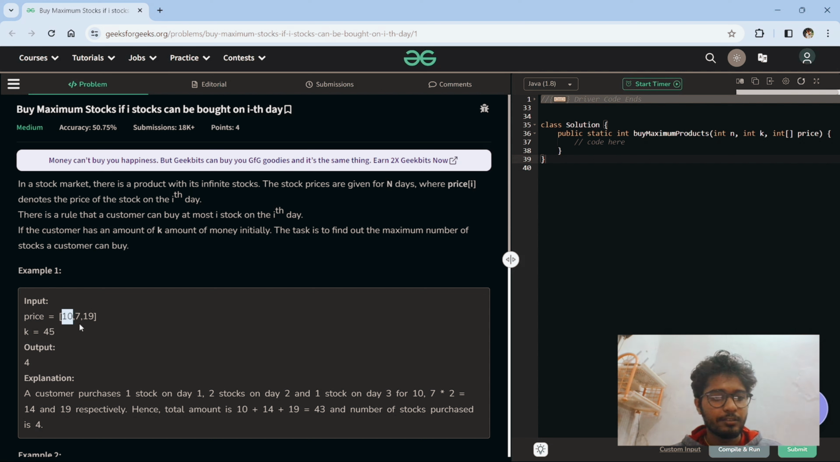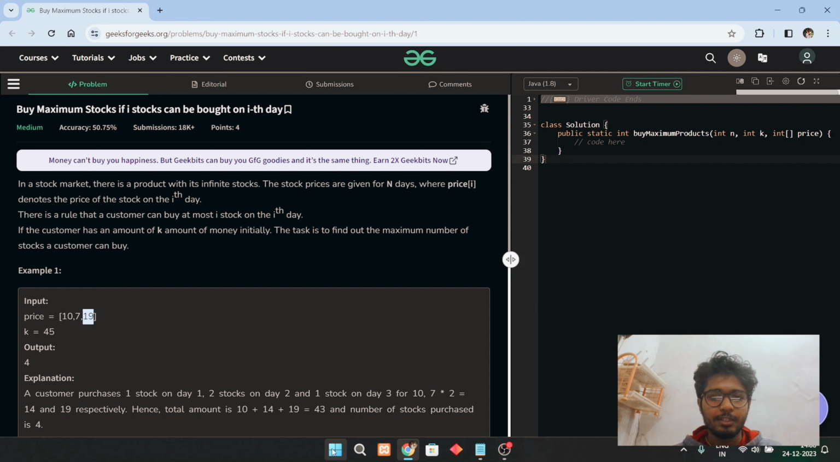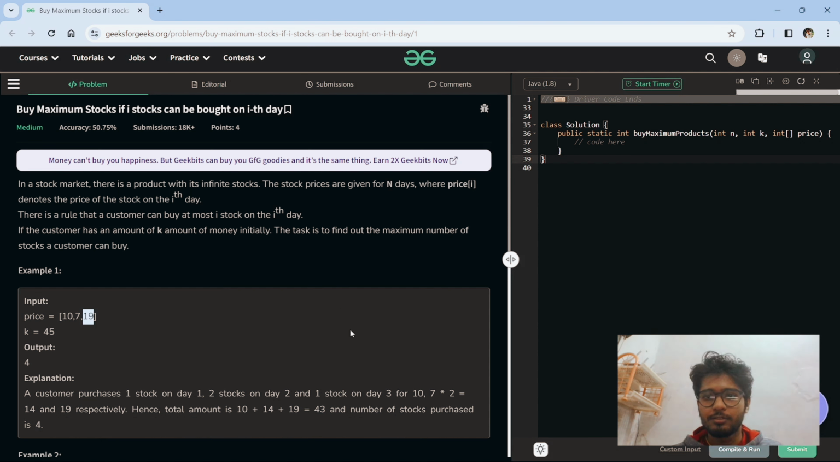Meaning on the first day, in this example, we can only buy one stock of 10 rupees. Then on the second day we can buy two stocks of 7 rupees, so we can spend 14 rupees in total. On the third day we can spend 57 rupees because we can buy three stocks of 19 rupees each. So let us see an example to understand this, and we will also see the best approach for this problem.